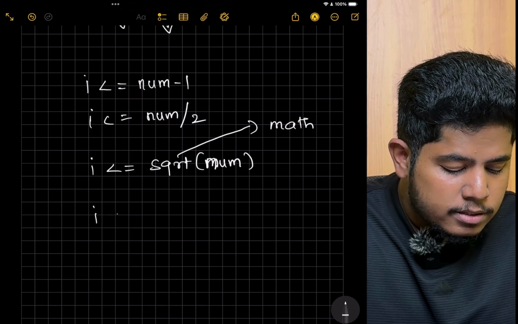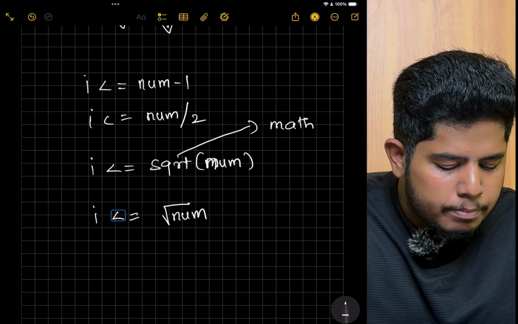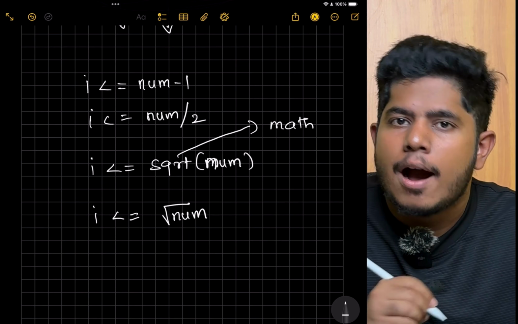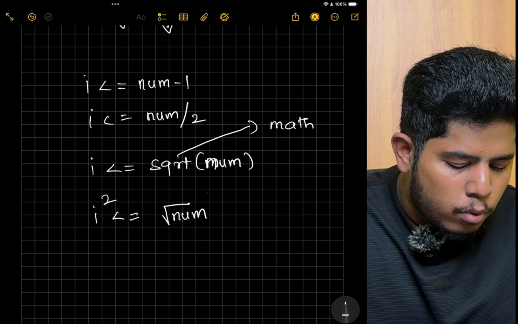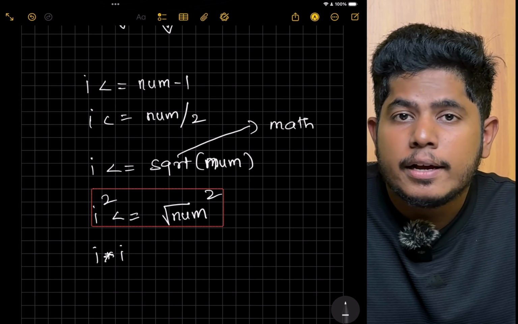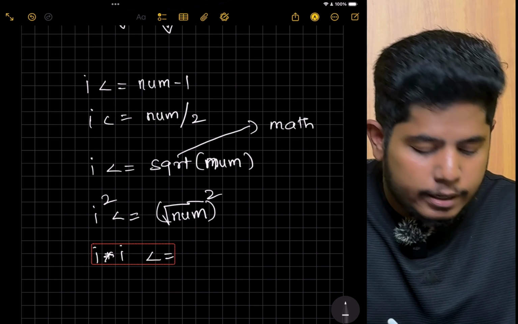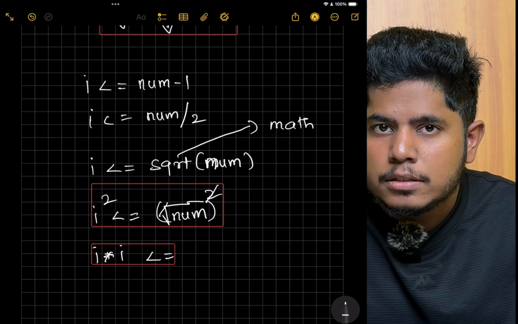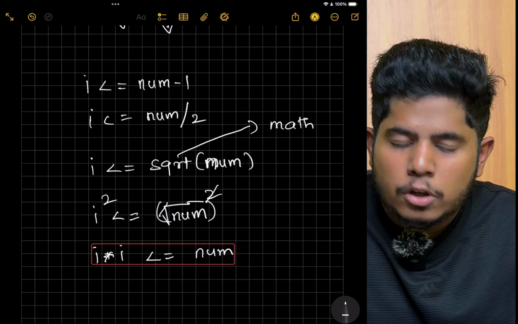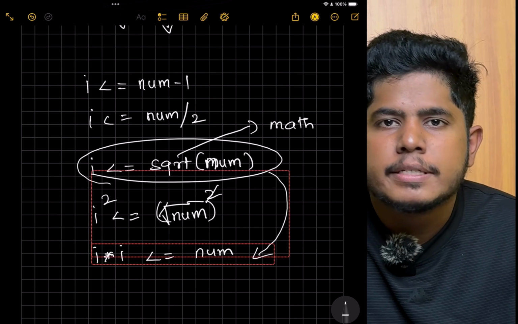So I will take the same condition a bit mathematically, I less than or equal to square root of num, and now squaring on both sides, both LHS as well as RHS. So let's square on both sides. On the left side we have I square, which is I multiplied by I, and then it's going to be less than or equal to square root of num squared. If you square it, square root and square are going to cancel out, and it becomes just simply num. So instead of writing this condition, mathematically we can also write this condition, both are same.